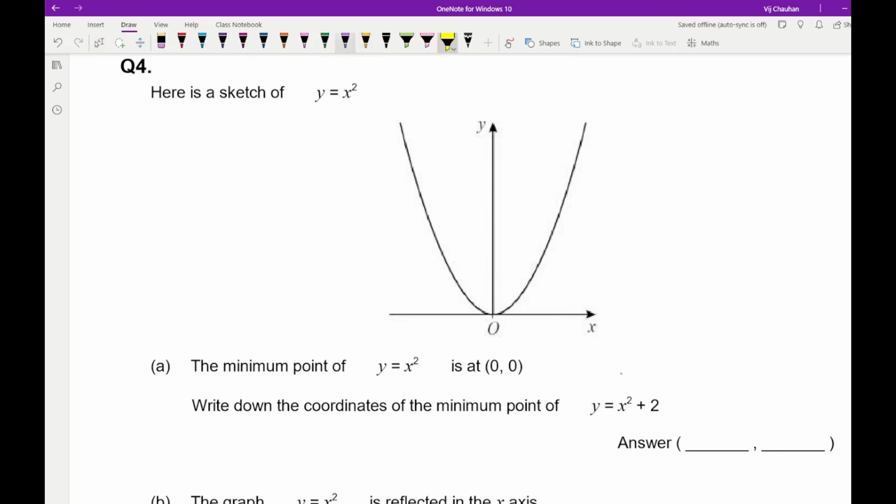Now, in terms of graph transformations, when you're adding something to the function, you're basically shifting it up and down. So as we've got a plus 2, that basically means that it's been shifted 2 squares up. So now my minimum point, which was here, is now going to be here at 2. So the answer then is going to be (0, 2).